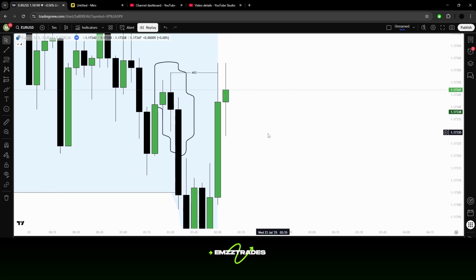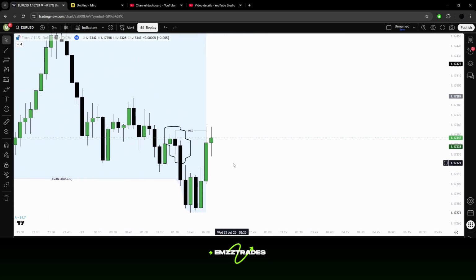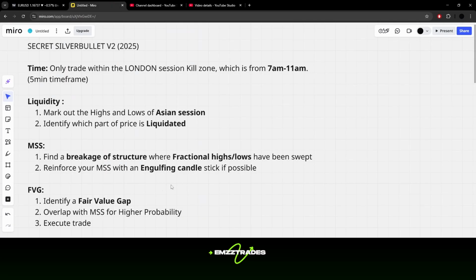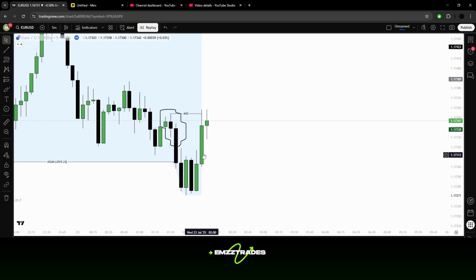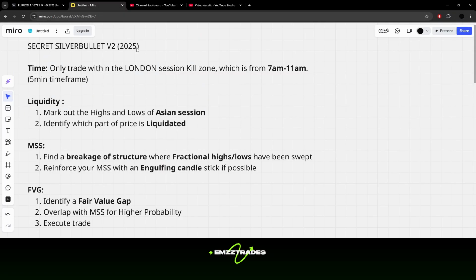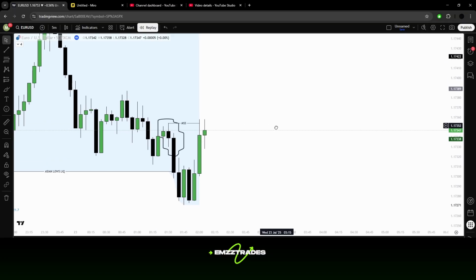As soon as I do that, all I've got to do from here on out is wait for price to give me that fair value gap. As you can see, we can reinforce our market structure shift with an engulfing candlestick if possible. This is a very engulfing candlestick, so we did get that also. Now we just identify a fair value gap, and then we overlap the fair value gap with a market structure shift to get a higher probability, and from then on we execute the trade.